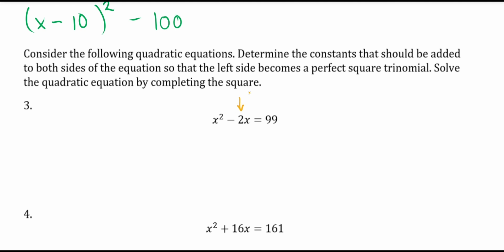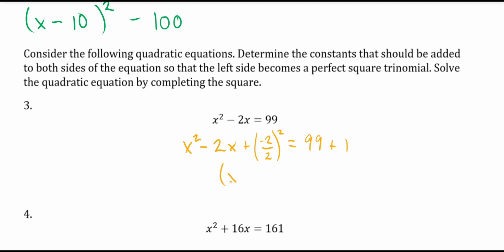That's going to be the one next to the x. This is our focus when we complete the square. What we want to do is take half of that, square it, and add it to both sides. Half of that would be minus 1, and squared would be a positive 1. So really what I would like to do is add positive 1 to both sides.